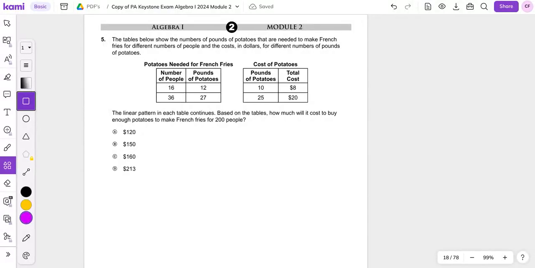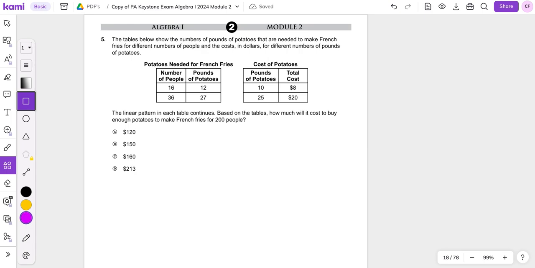The tables below show the numbers of pounds of potatoes that are needed to make French fries for different numbers of people and the costs in dollars for different numbers of pounds of potatoes. So the first table is potatoes needed for French fries and shows the number of people and the pounds of potatoes. The second table shows the cost of potatoes with the pounds of potatoes on the left and the total cost on the right. The question then asks, the linear pattern in each table continues.